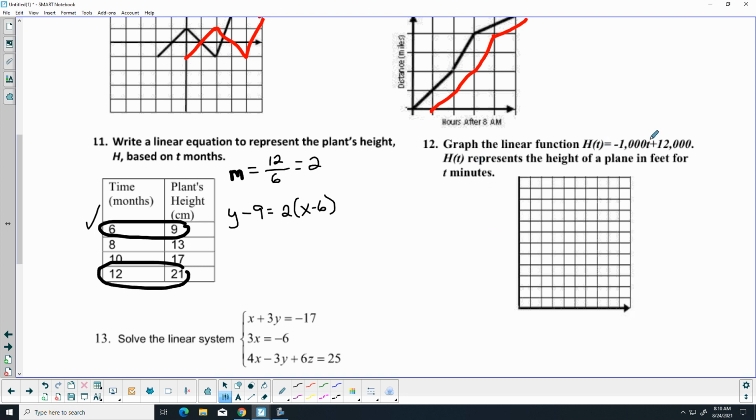Graph the linear function h of t equals negative 1,000t plus 12,000. So let's see. I'm going to count by thousands, I think. Here is going to be t. Here would be your height, h of t. See if I have enough there. 1, 2, 3, 4, 5, 6, 7, 8, 9, 10, 11. Yep. So 1,000, 2,000. I'm not going to write them all down. 3,000, 4,000, 5,000, 6,000, 7,000, 8,000, 9, 10, 11, 12,000. So that's the height, and it's going down 1,000 each minute.